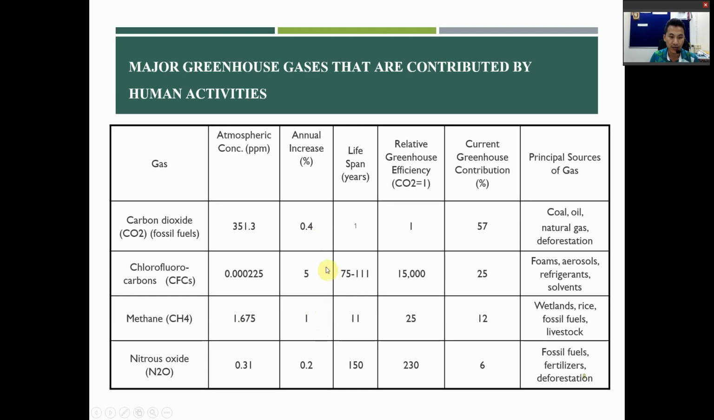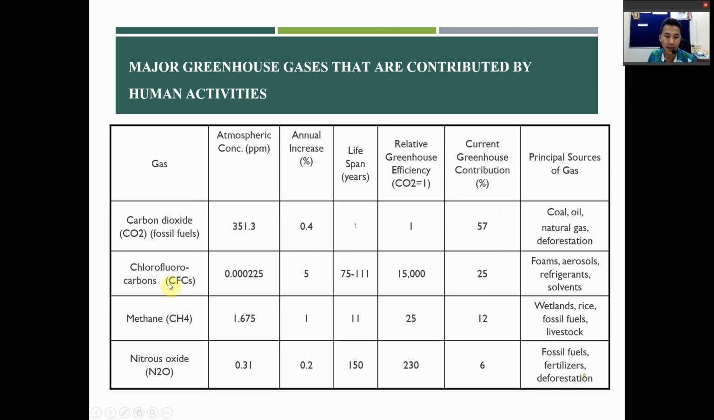Annual increase by percent. You see that? Methane, CFC. That's why we are concerned a lot about CFCs. And this is the life span for all of these. See that the life span could be 75 to 111 years, and for nitrous oxide could be 150 years. See that? And this is the greenhouse contribution that we have. Again, it's still carbon dioxide for the most, but this is something that we are facing by nature as well.